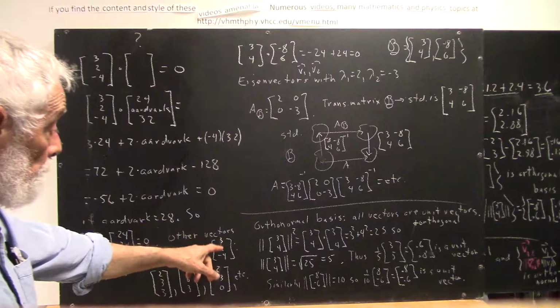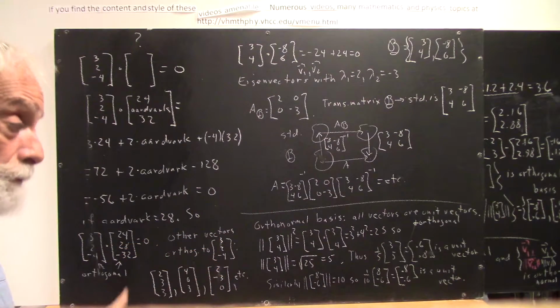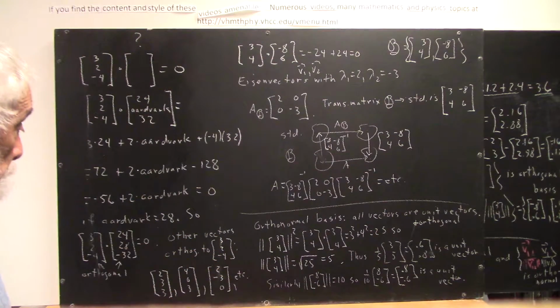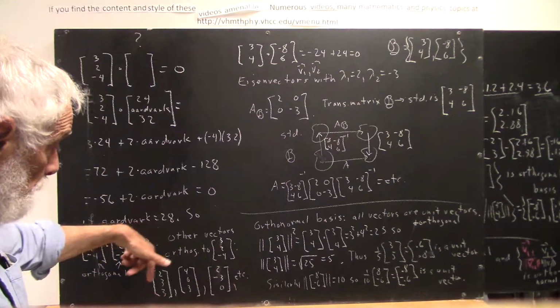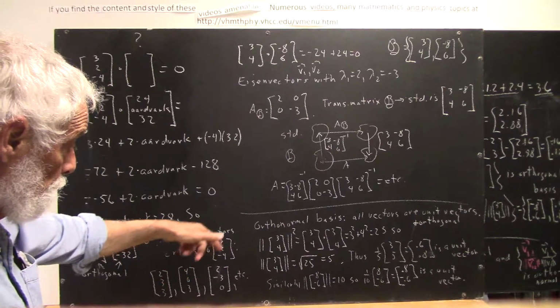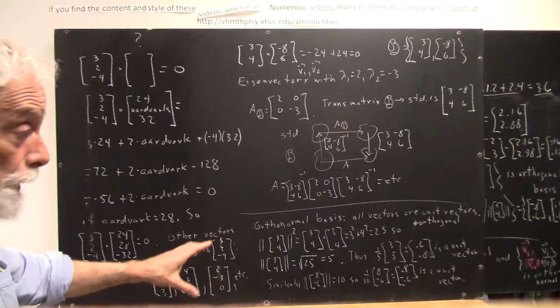Okay, other vectors orthogonal to 3, 2, negative 4. You can make them up. You can find as many as you want. I just say that these three are, and you can easily verify the dot product of this and this, the dot product of this with this, the dot product of this with this. They're all 0.